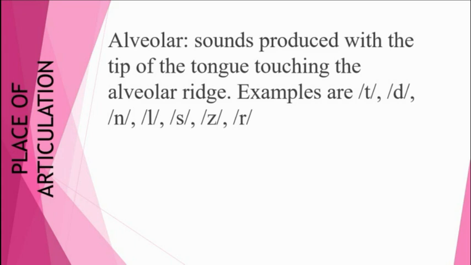For example, we have sounds like t, d, n, l, z, and r. So if you produce all of these sounds, you discover that the tip of your tongue would glide towards the alveolar ridge. I mean, that part of the roof of the mouth that is immediately behind the upper teeth.